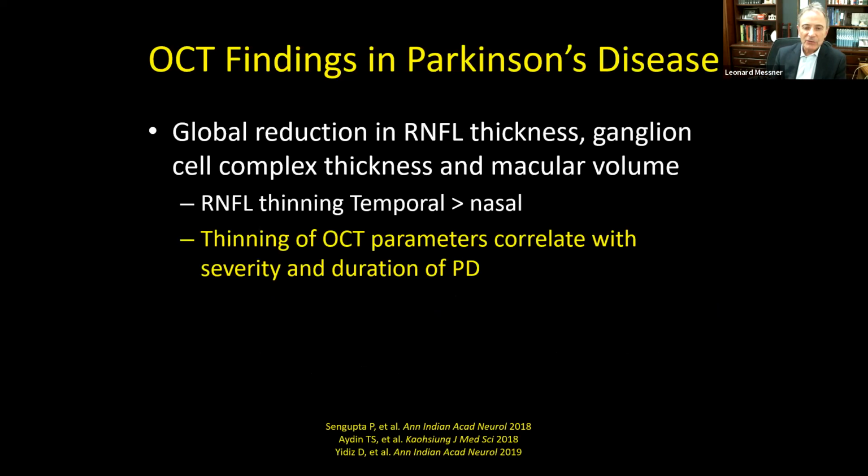And over the years, there have been a number of studies that play on this common theme of combined thinning of both the nerve fiber layer and the ganglion cell complex in the setting of Parkinson's disease. Interestingly, particularly as it relates to nerve fiber layer, very similar to what we see with multiple sclerosis is perhaps this temporal versus nasal predilection for circumpapillary nerve fiber layer thinning.